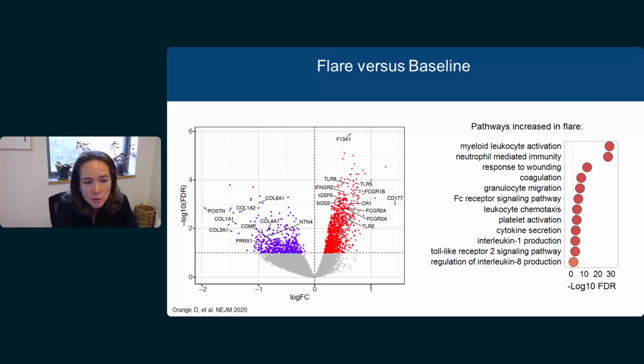One thing that did stand out to us was a group of genes that were decreased during flare, things that we're not really used to seeing in the blood, and we didn't really know what to make of that.